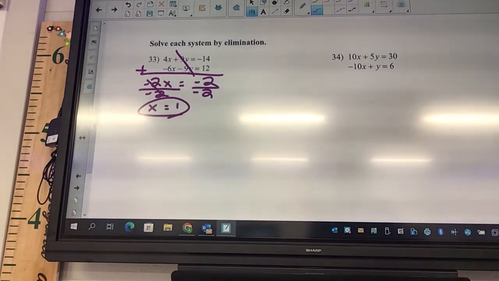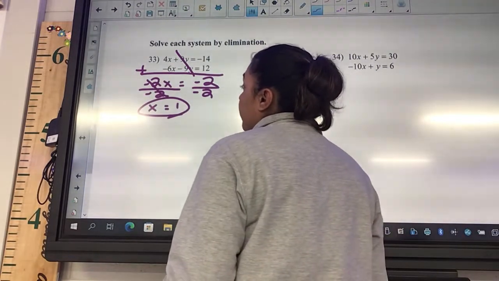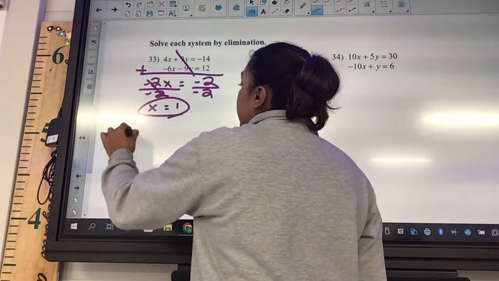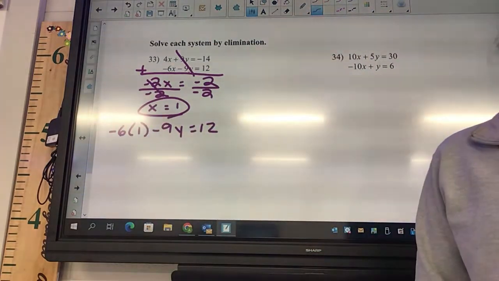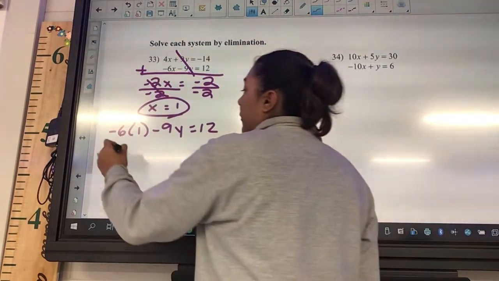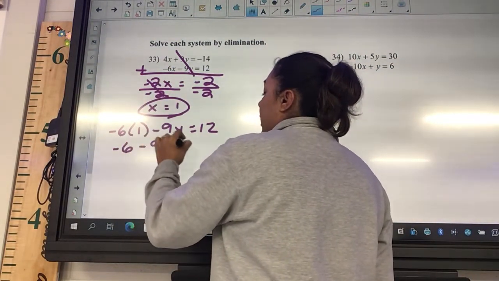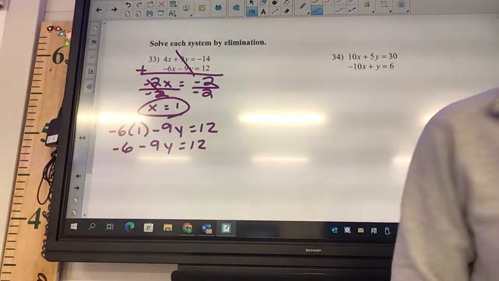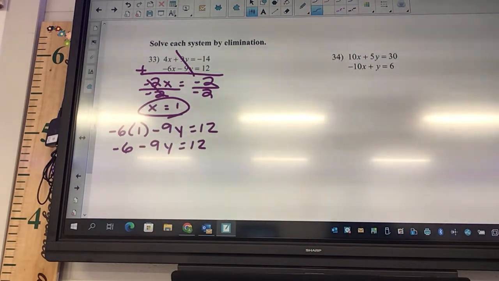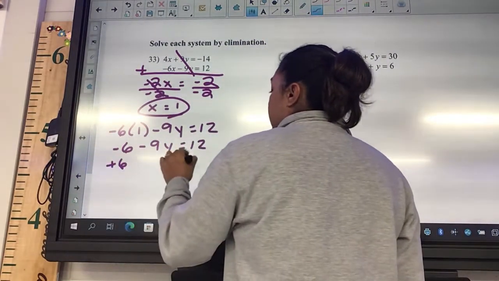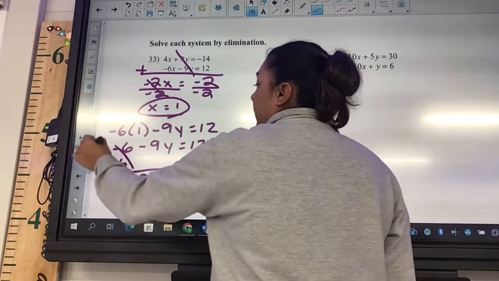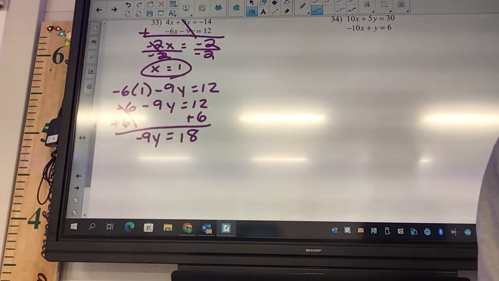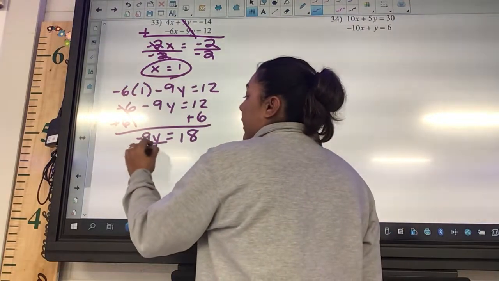Okay, and then we can plug this into either equation. Which one do you want to use? Bottom? I got negative 6 times 1 minus 9y equals 12. 6 times negative 1 is going to be negative 6 minus 9y equals 12. And we're going to add 6. I got negative 9y equals 18. And then divide by negative 9.